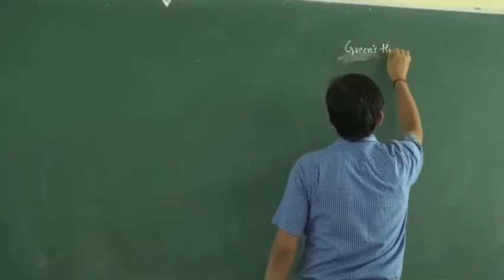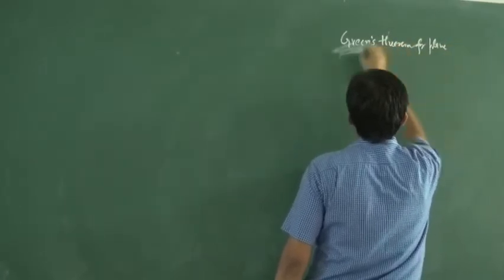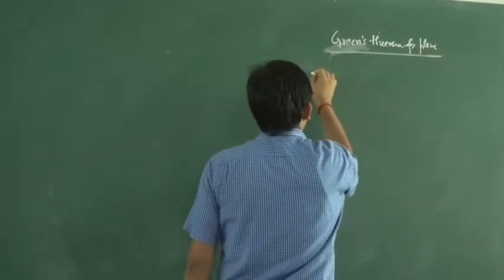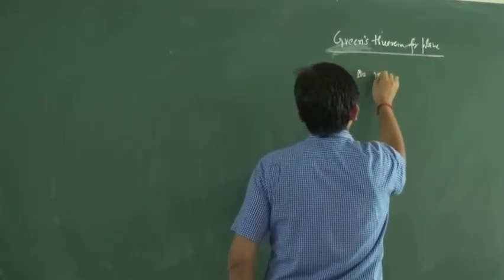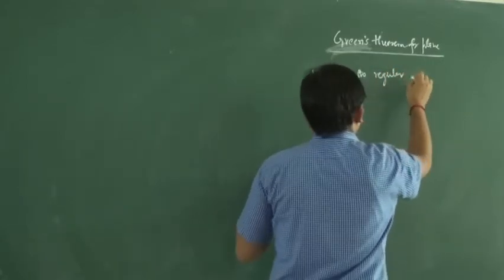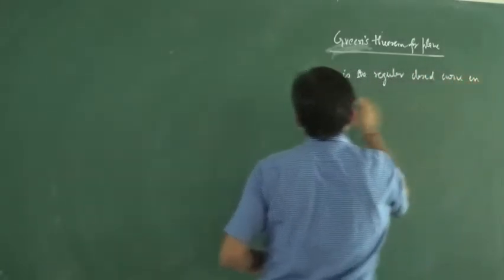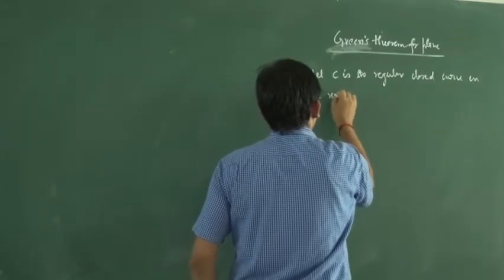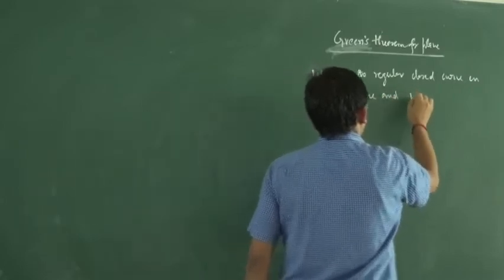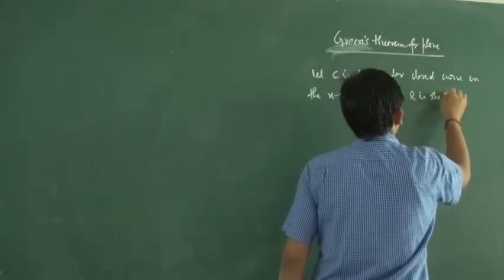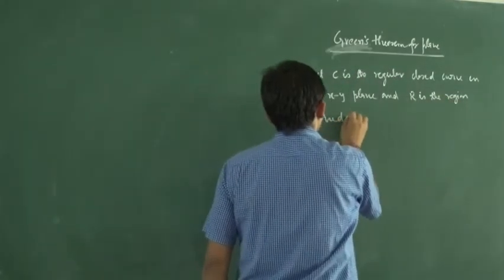Green's theorem for plane. The statement, let's see, is: C is a regular closed curve in the xy plane and R is the region bounded by this closed curve.